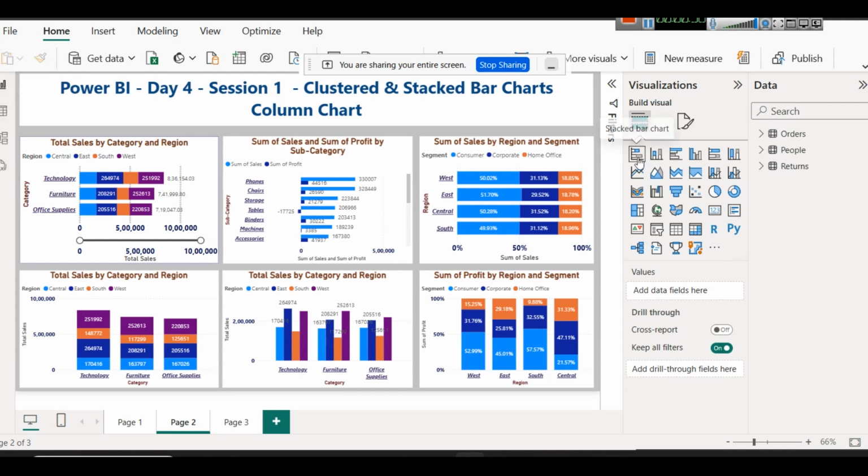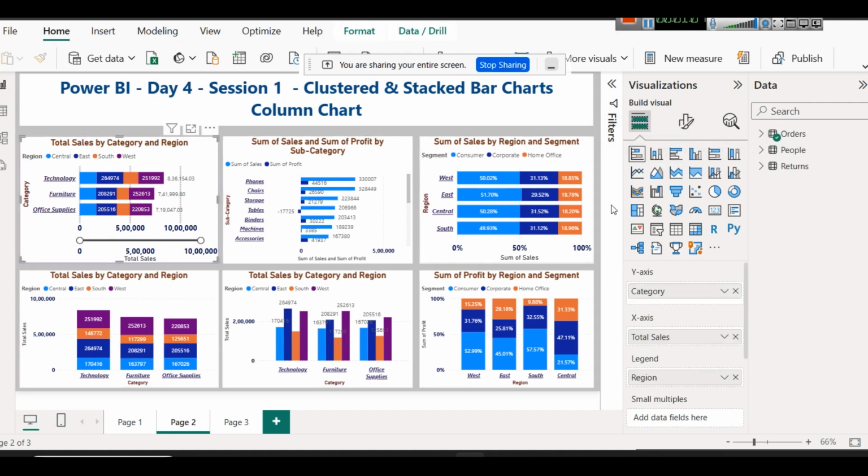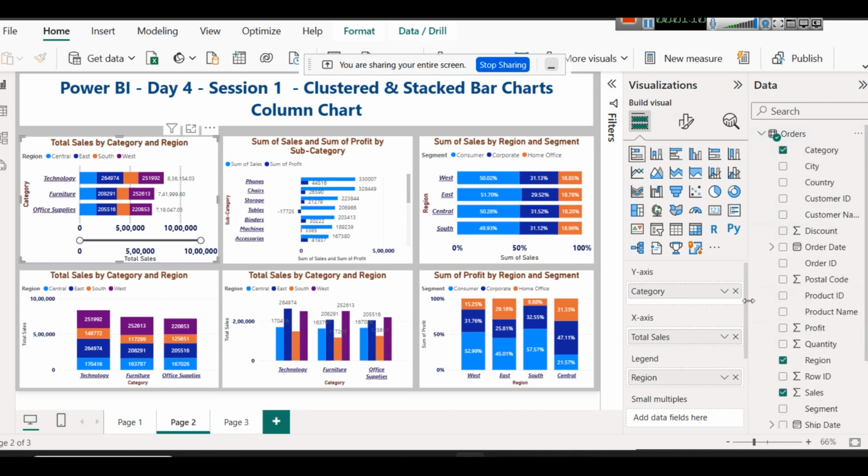All of us discussed bar graphs, different types of bar graphs, and this is just an example of that. This is a stacked bar graph. In a stacked bar graph you can show one category, for example, you can put a category on the y-axis like technology, furniture, etc. On the x-axis you can put a number like total sales, total profit, or something else. And then these colors that you are seeing, you can take a note that when we talk about legend, it somehow represents different colors.